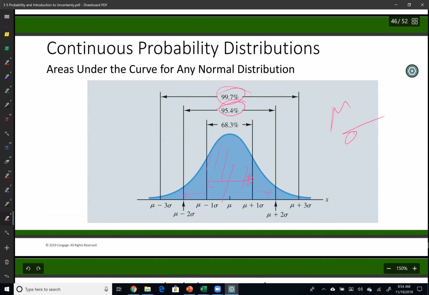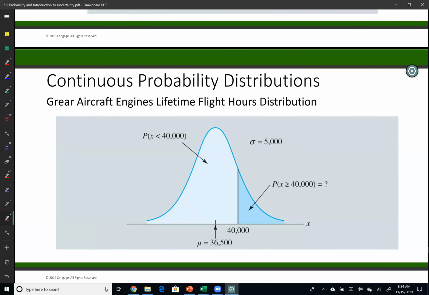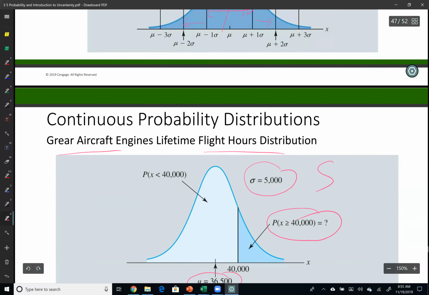So here is the question. Given that this company makes aircraft engines, the lifetime of an engine is on average 36,500 flight hours. That doesn't mean that every single engine they build will last that long. Some of them will last longer, some of them will last less. And if I know the standard deviation is 5,000, I can calculate the probability of an engine lasting more than 40,000 by taking the integral of the probability density function, which is pretty ugly.